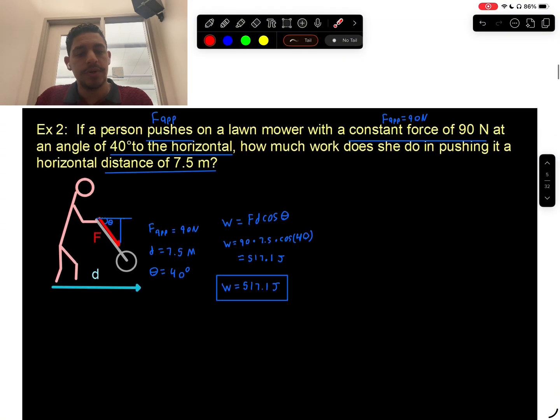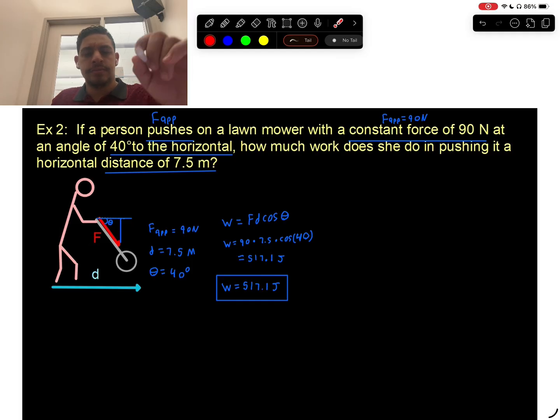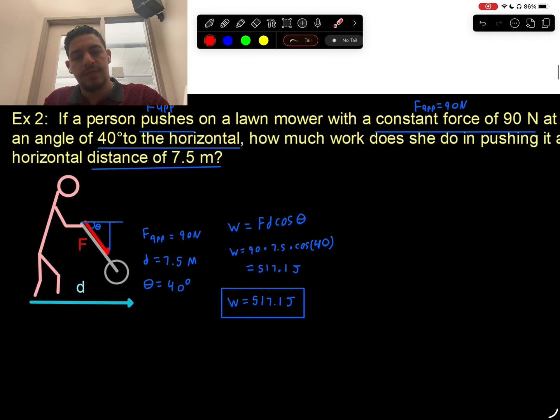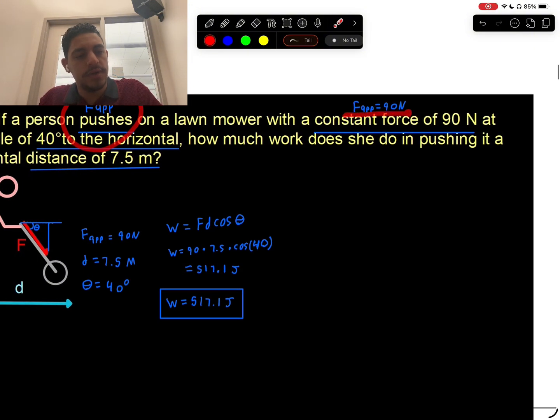So if a person pushes on a lawnmower with a constant force of 90 newtons at an angle 40 degrees to the horizontal, how much work does she do in pushing it a horizontal distance of 7.5 meters? So let's break this down. We have our applied force, which is a push, and I wrote it right here, a force applied of 90 newtons, right? Keep that in mind.